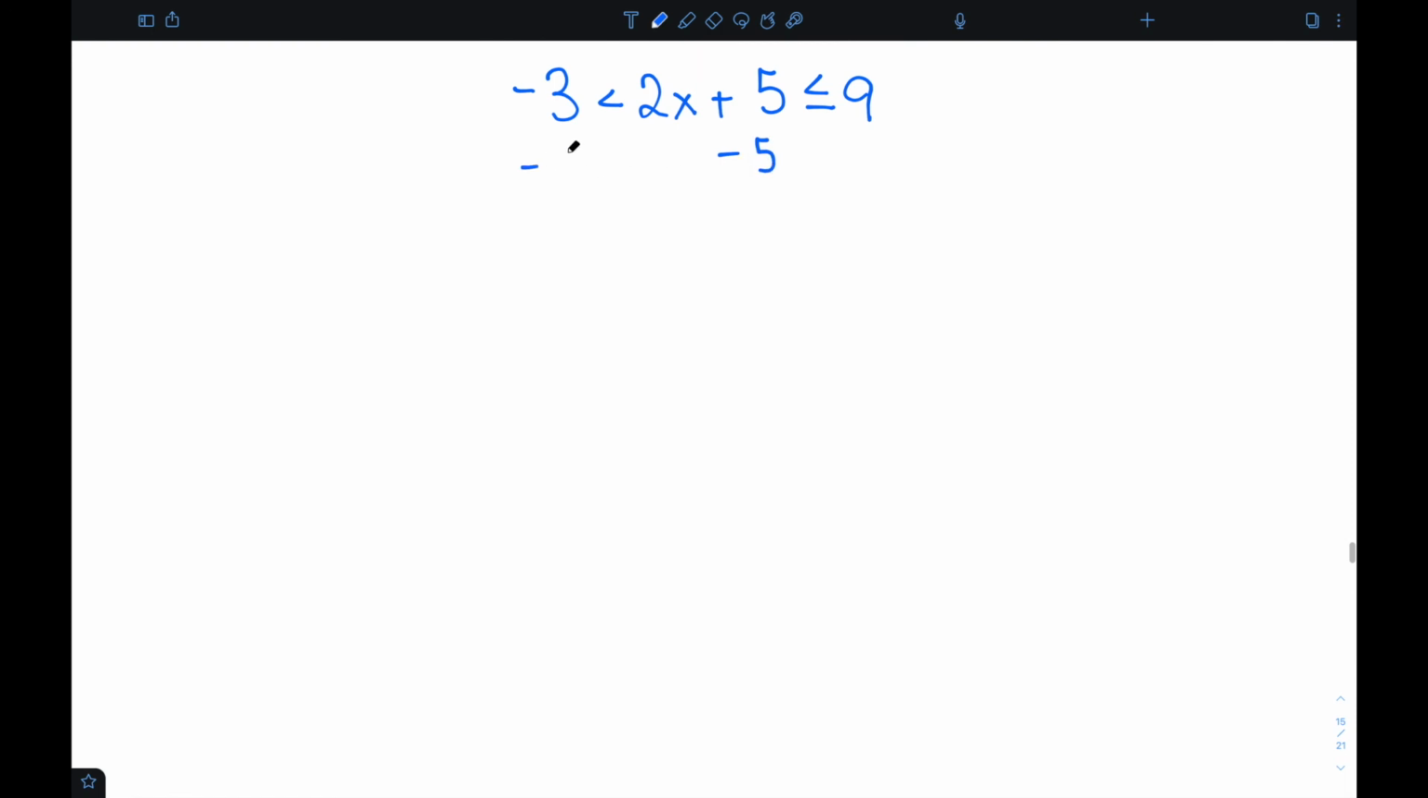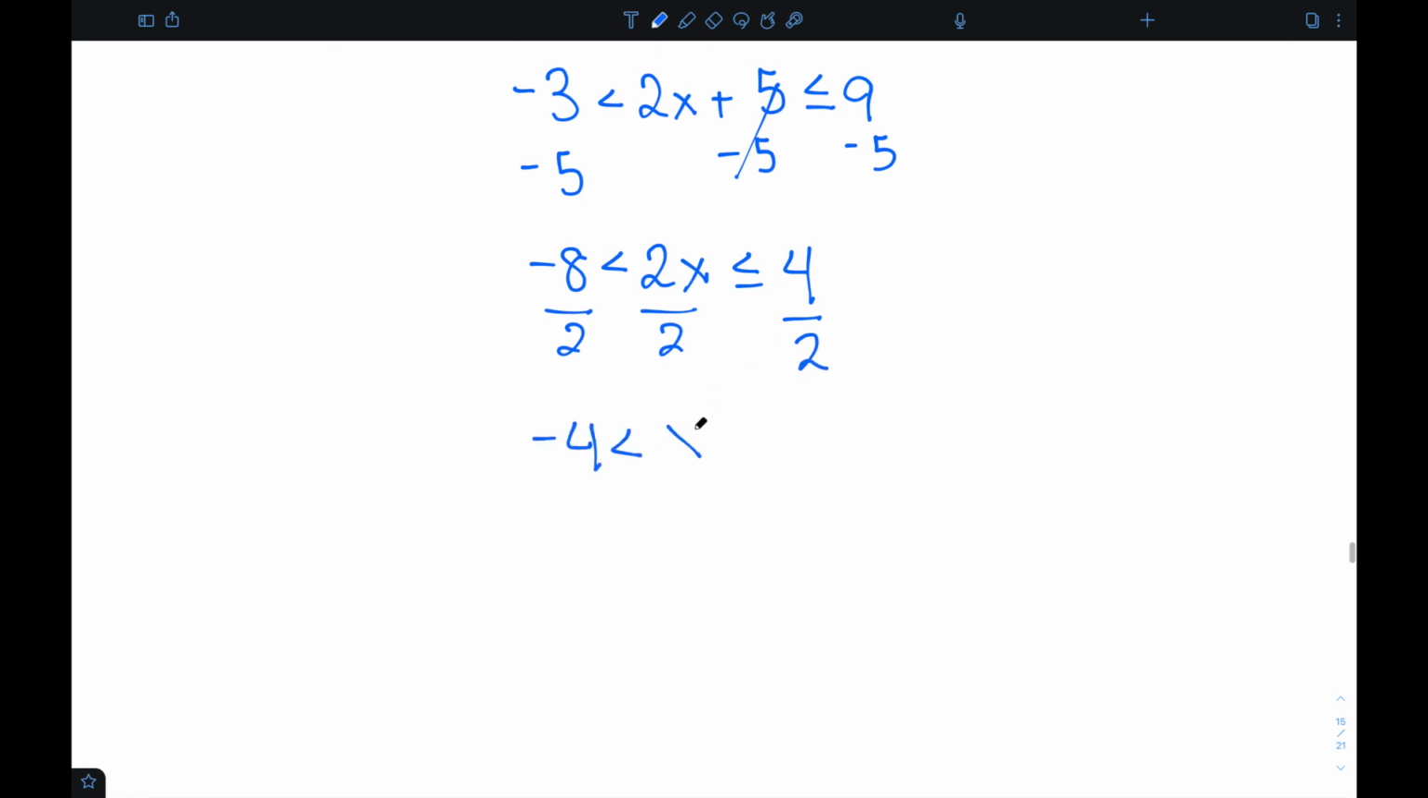So we start by subtracting 5 from all three sides of this inequality. Negative 3 minus 5 is negative 8, and 9 minus 5 is 4. I can then divide all three sides by 2 to get negative 4 is less than x is less than or equal to 2.